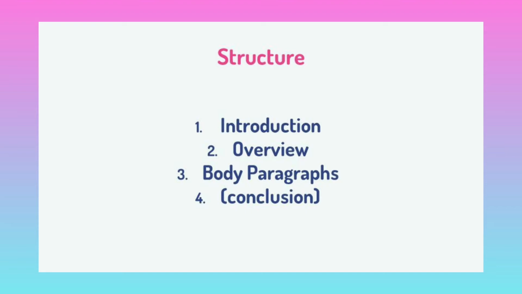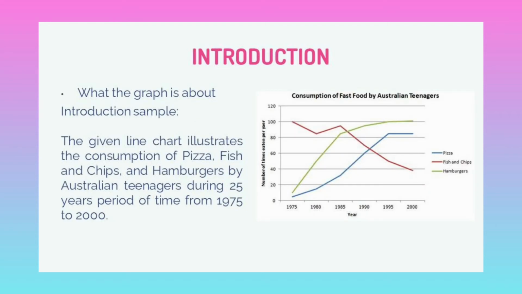Why is the conclusion put in a bracket? Because it is optional. Why? Because we have written the overview. Let's discuss the structure one by one, started from the introduction. What we should write in the introduction? We should write what the graph is about. We should give the knowledge to the audience about what will be described.